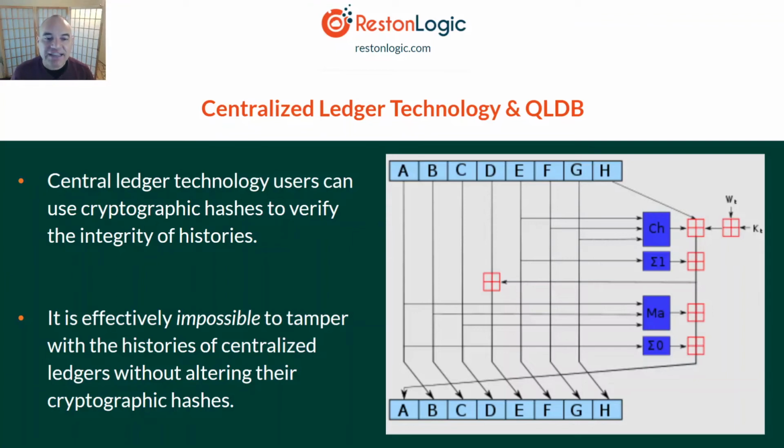Now, it is effectively impossible to tamper with the histories of centralized ledgers without altering their cryptographic hashes. So cryptographic hashes are a very nice way to provide a lot of benefit without a lot of costs. And so they're used extensively not only by centralized ledger technology, but also by decentralized ledger technologies and many other tools.